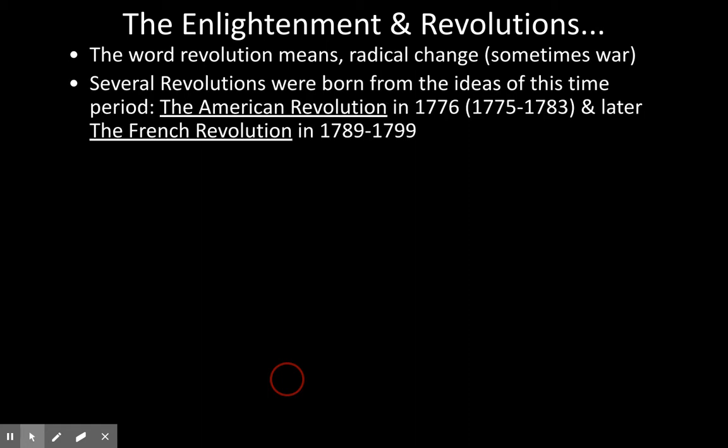Now, I've said this several times already, but I need this burned into your brain as an AP student. There were several revolutions born from the ideas of this time period. The first one is the American Revolution, starting in 1775 all the way to 1783.